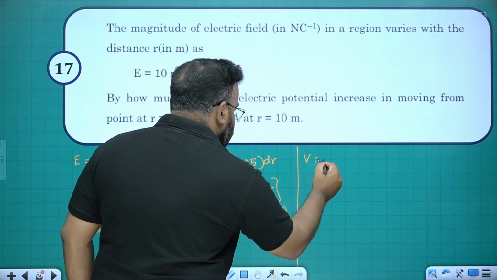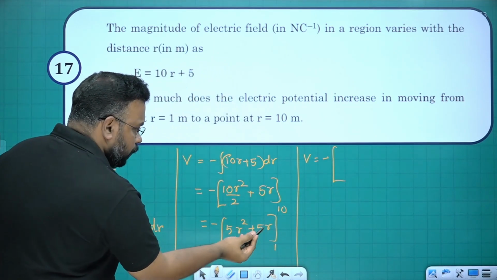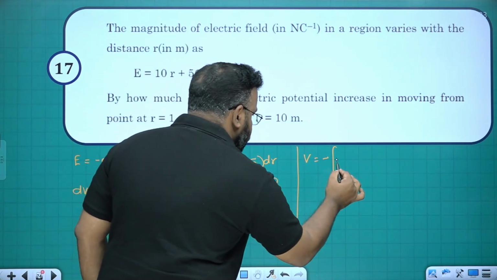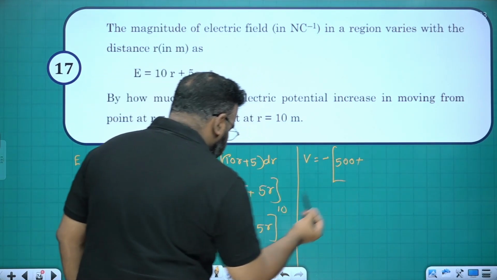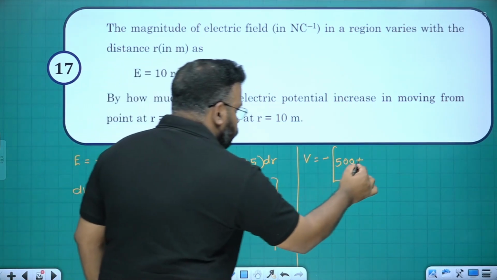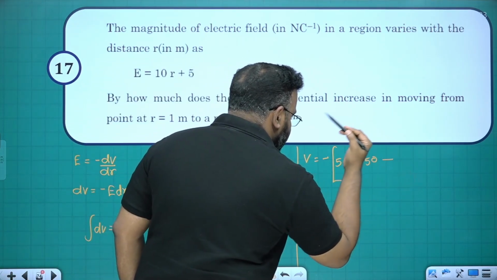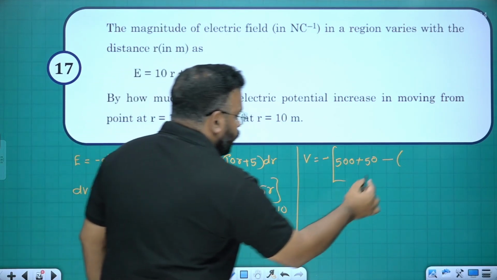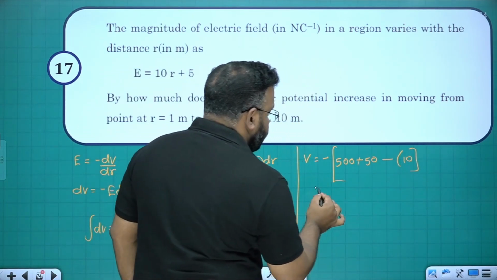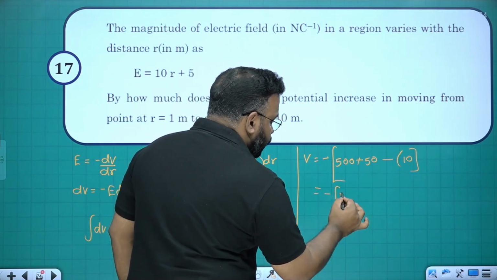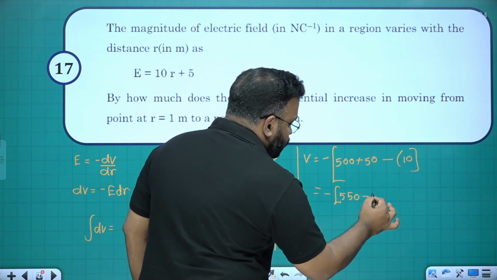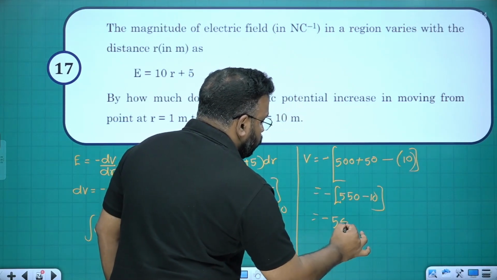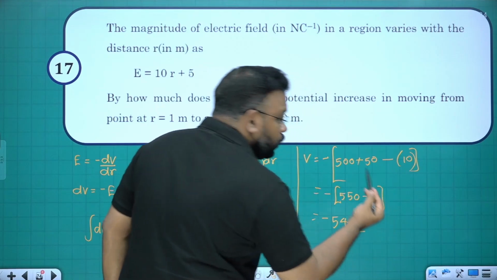V is equal to minus of, first I will be applying the upper limit. Upper limit is 10. R is 10 means 10 square is 100, so 500, plus what? 5r, 5 into 10 is 50. Minus the lower limit. What is the lower limit? 1. So 5 plus 5, 10. Okay, so we get minus of 550 minus 10, which is equal to minus 540 volt. This is the answer.